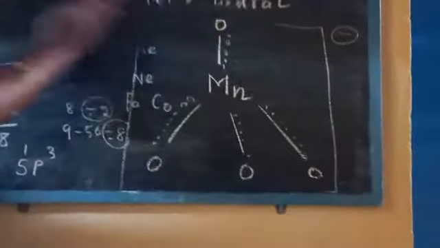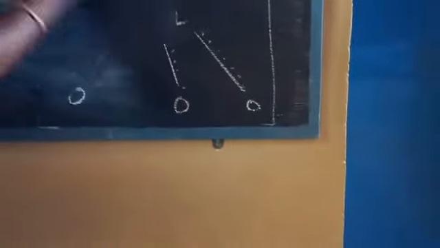Okay, children. Next are the chemical properties of potassium permanganate. Number one, action of heat. It is also a decomposition reaction. So, chemical properties.